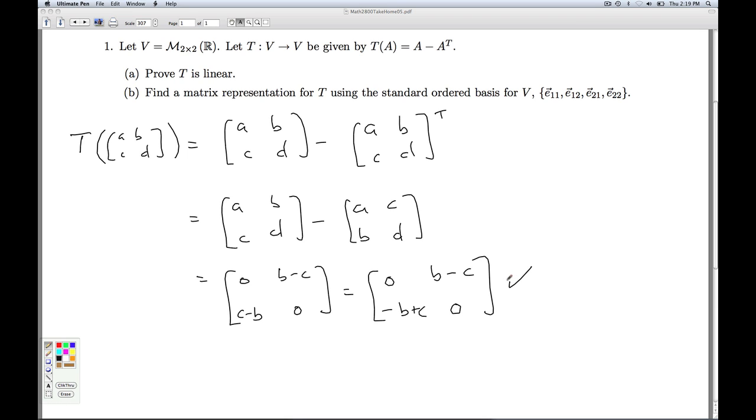All right, so that's how we can check that our matrix representation is doing its job. That'll do it for Take Home 5.